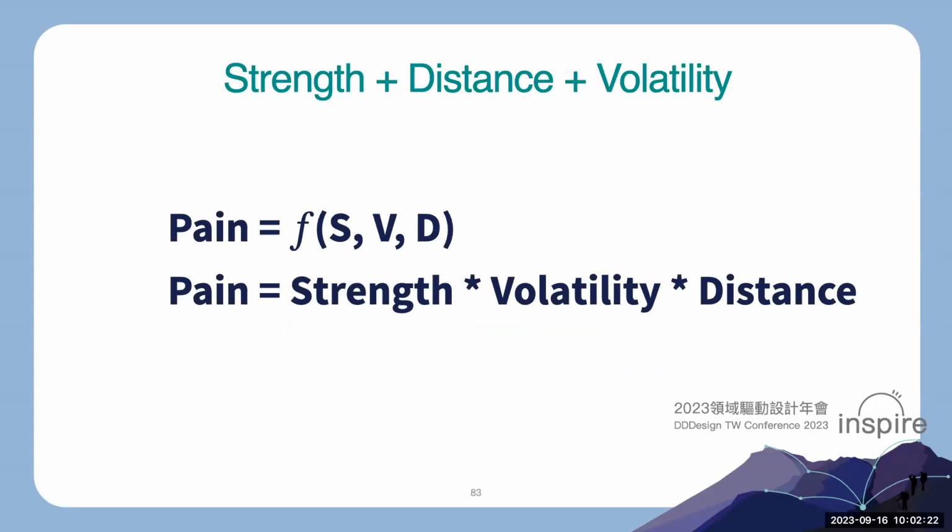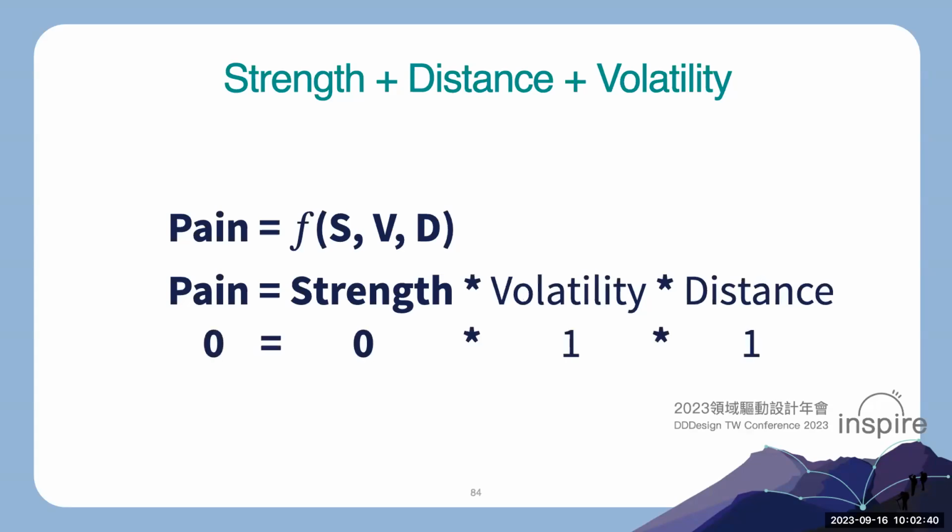Now, if all three are high, well, the pain is going to be high, right? Now, if you want to minimize the pain, make it zero, what should we do? Yes, one of them has to be zero. That's it. Let's see the three examples.